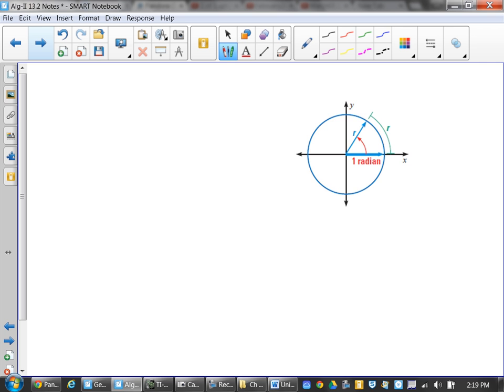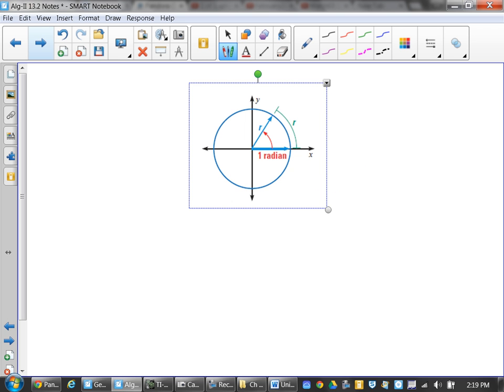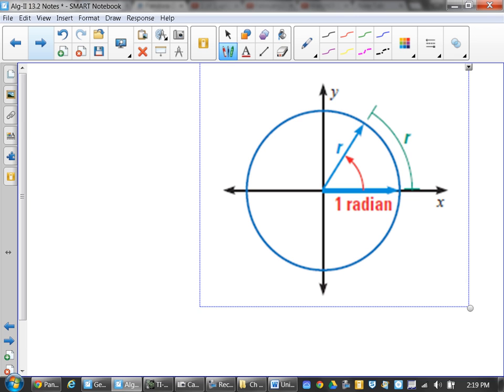Which gets us to radians. I have 60. Gets us to radians. I'm just going to explain what a radian is, and then I'll show you how we calculate that. A radian is part of the circumference of a circle.